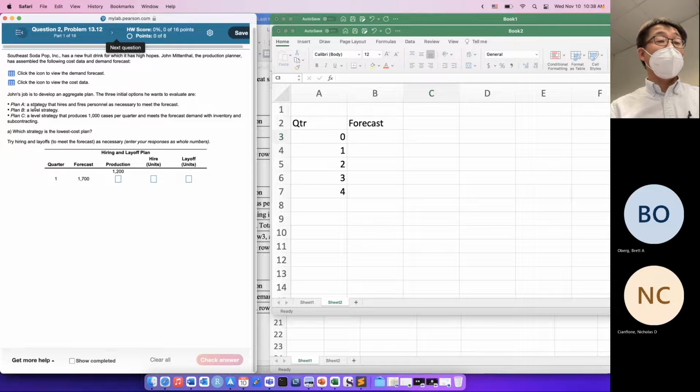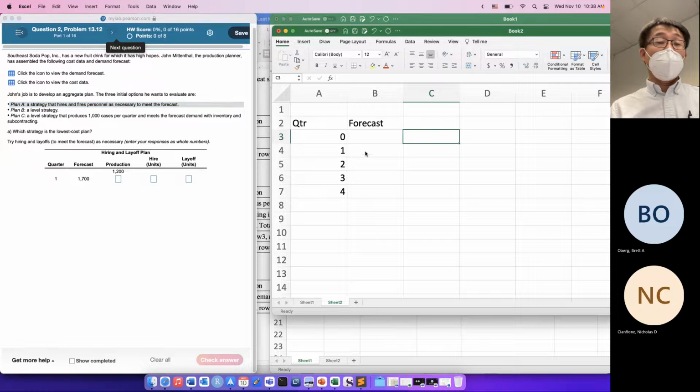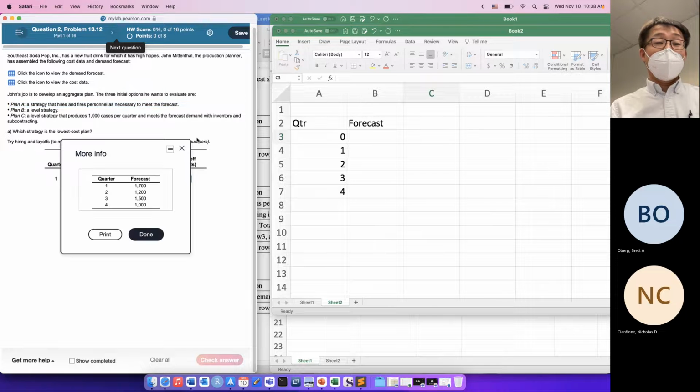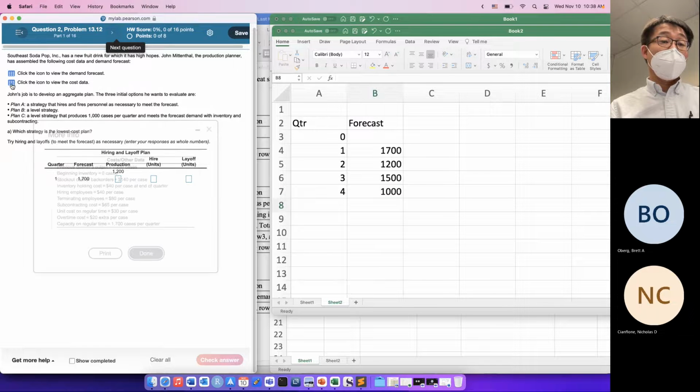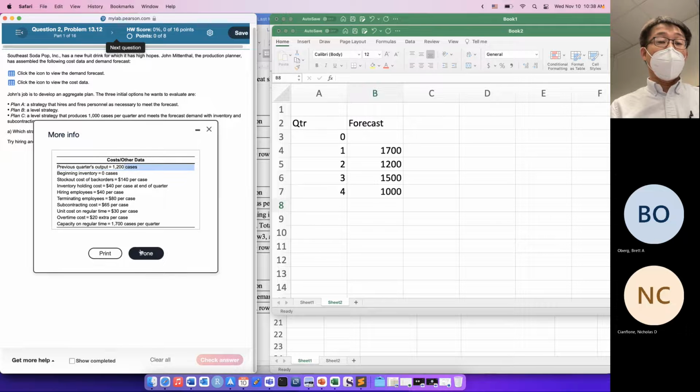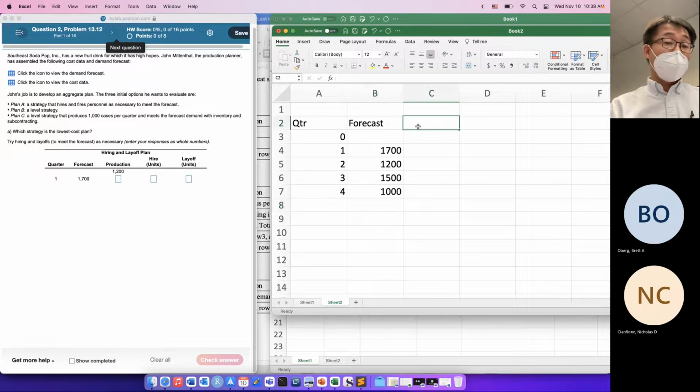So strategy A says what? Hires and fires personnel as necessary to meet the forecast. That means this is a demand chasing strategy. You hire and fire on demand. Demand: 1700, 1200, 1500, 1000. Previous quarter output is 1200. So this is your production capacity.